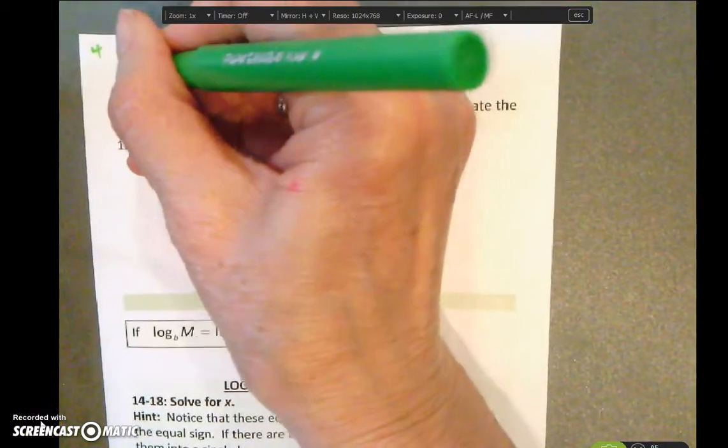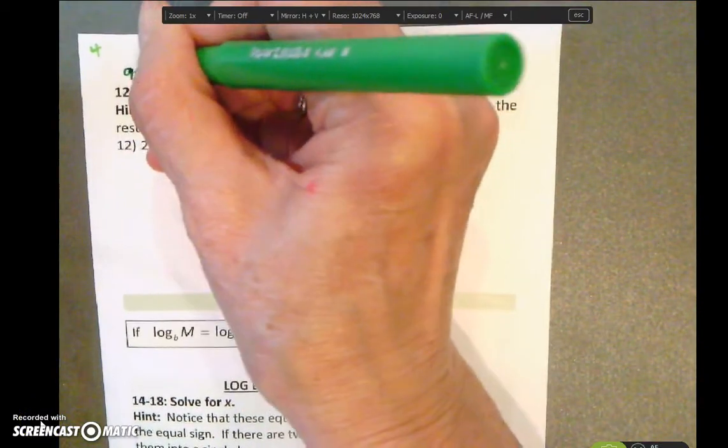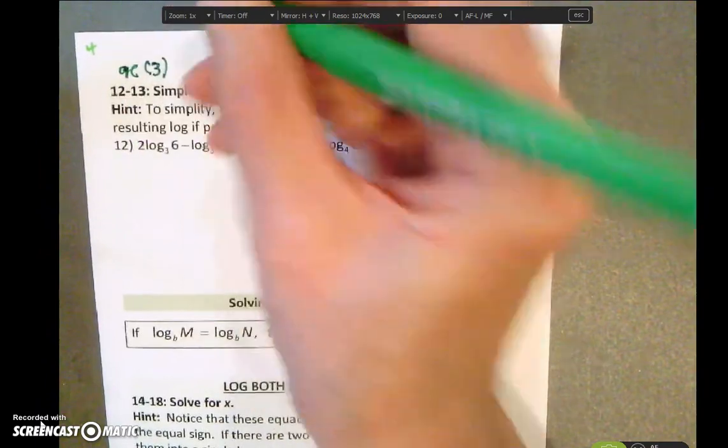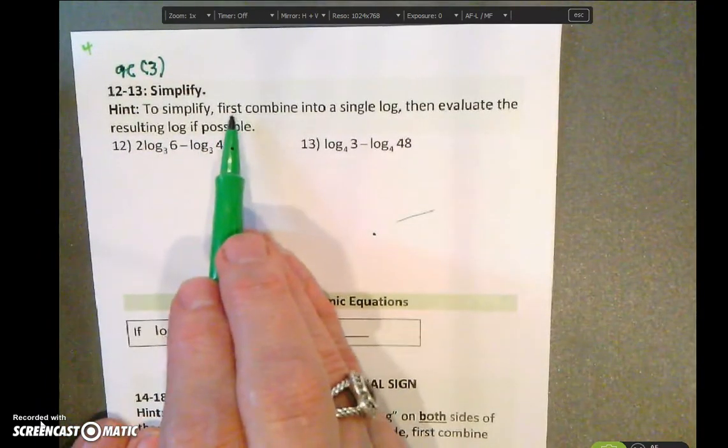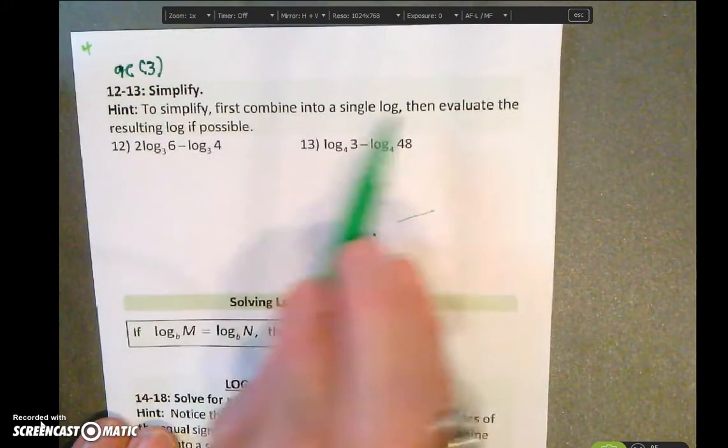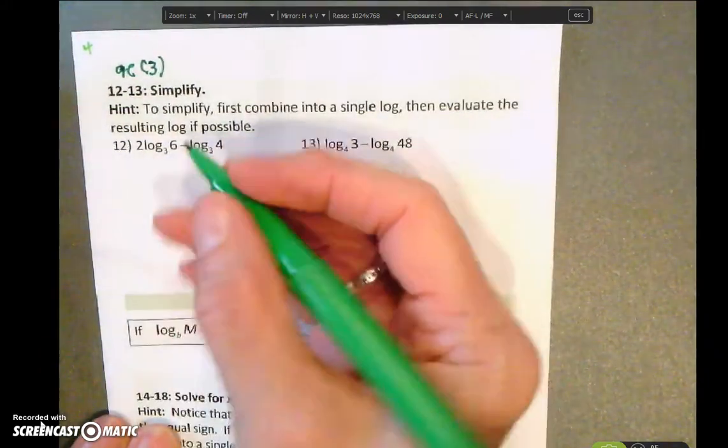So this is going to be our 9C, and it's going to be the third video. That last one was short. Sorry about that. So, simplify. First combine into a single log and then evaluate the resulting log if possible.